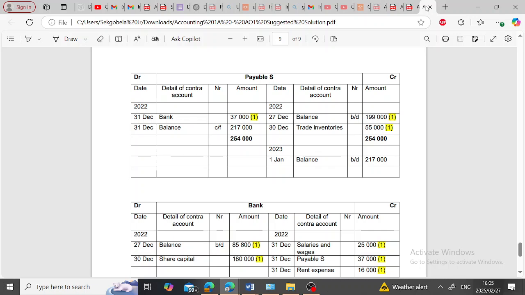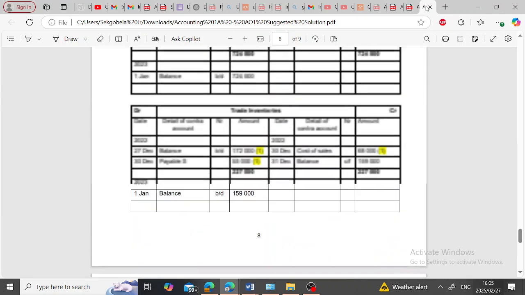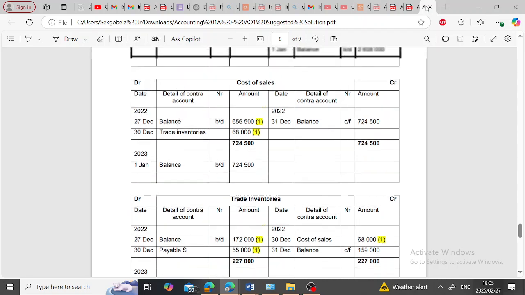Are you sure, guys? This is going to come out in the test on Monday. Must we start again from trade inventories? Let's go again from trade inventories. Must I read the scenario again, or must I just explain?